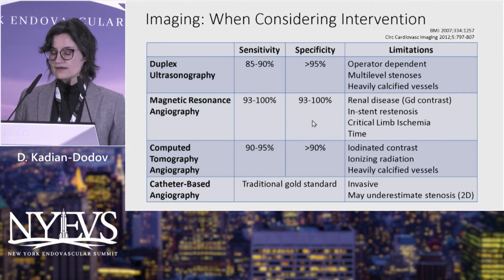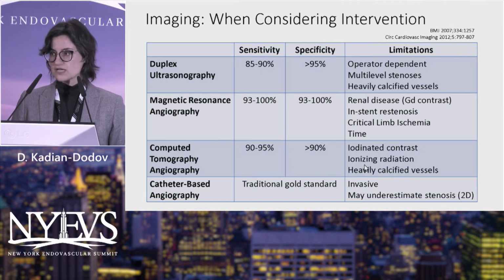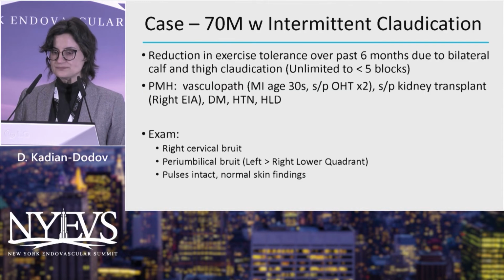With MR, you can get dropout in the presence of critical limb ischemia. You're going to hear more about imaging with MR and CT from Dr. LaRocca. And then with CT angiography, heavily calcified vessels may cause blooming artifact. Catheter-based angiography we really use for the most part when we're thinking about intervention.